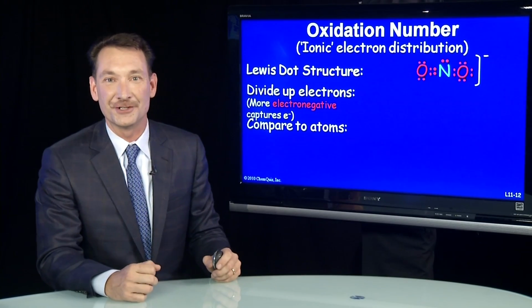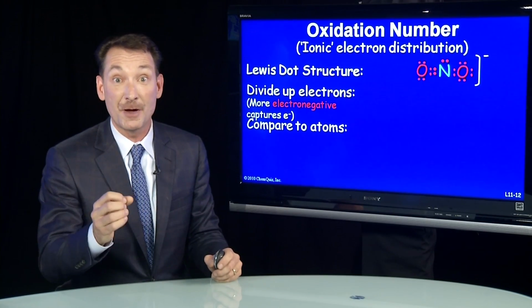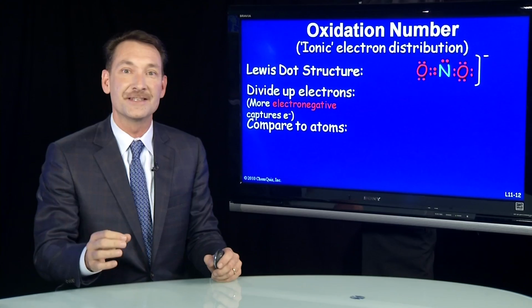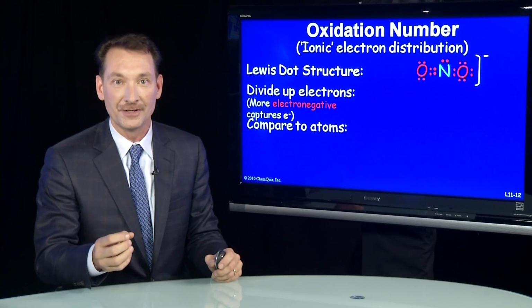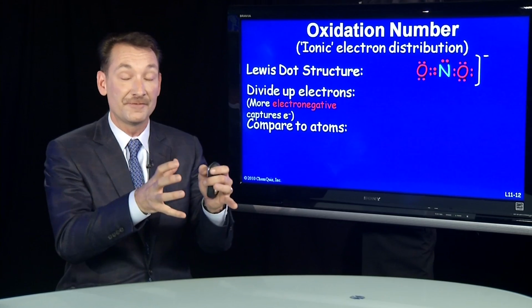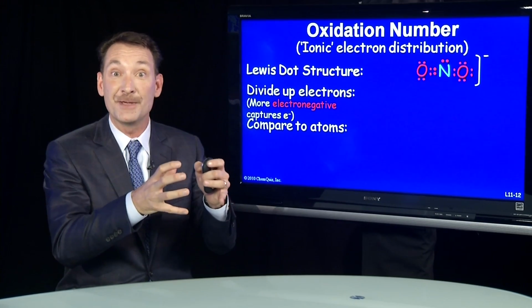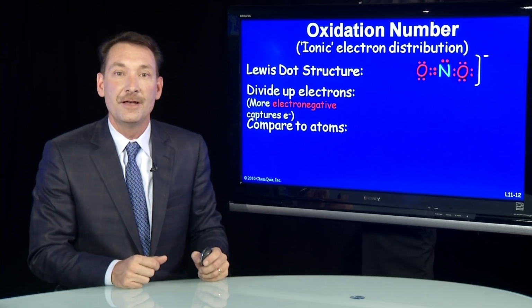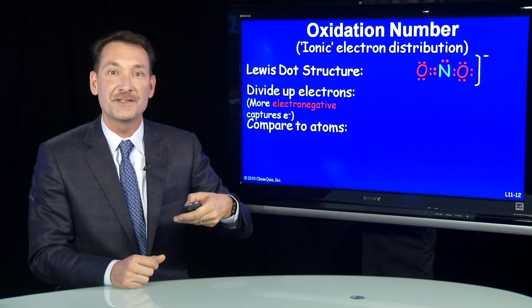Lewis electron dot structures can be used to predict a lot of things about molecules. One of the things is the relative oxidation number of the atoms in that molecule. Oxidation number is the relative electronic distribution of the atom in that molecule. So we'll do it by a prescriptive recipe.